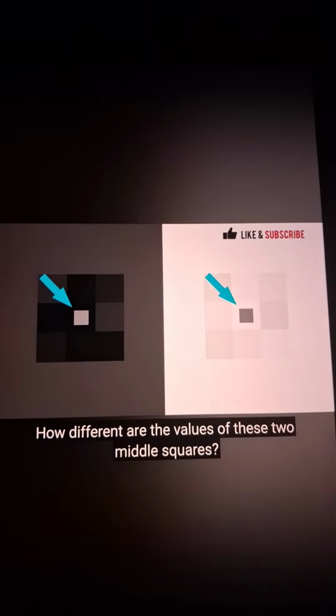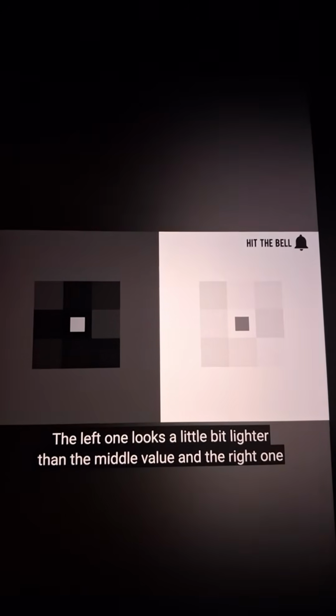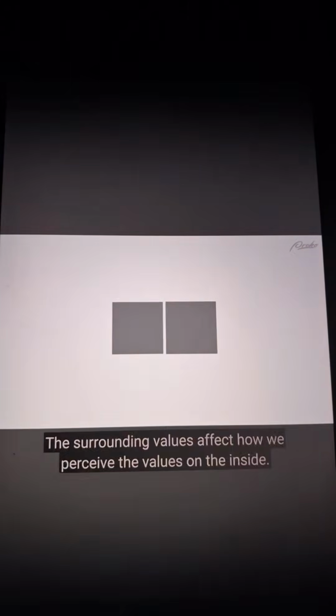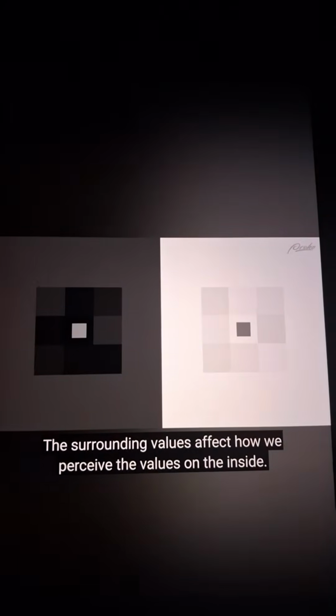For example, how different are the values of these two middle squares? The left one looks a little bit lighter than a middle value, and the right one looks a little bit darker than a middle value. But they're not different at all. They're the exact same value 5. The surrounding values affect how we perceive the values on the inside.